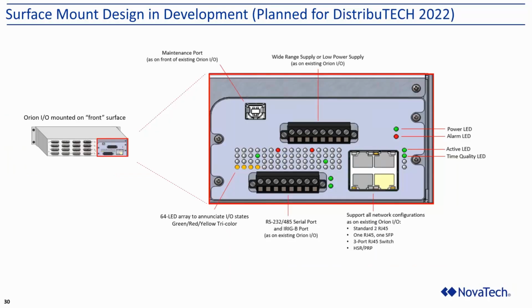We do have some development plans to do a true surface mount Orion I/O as well. The plan is to have this available for DistribuTech 2022. With this design, all your connectors would be on the front of the Orion I/O, and you would also have your LEDs on the front, as well as your power supply, your Ethernet ports, your serial port, and your maintenance port. So all of that would be on the front side, so that you could do a true surface mount on the back. Again, this would get rid of that advanced LED display, but it is nice to have for some applications where you're limited in terms of rack space.